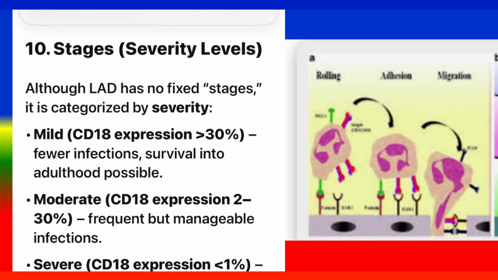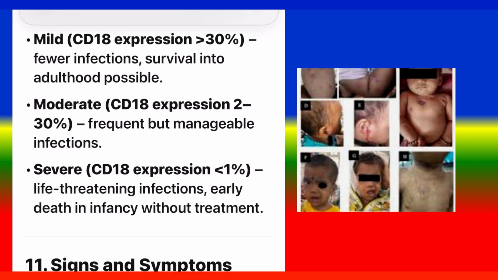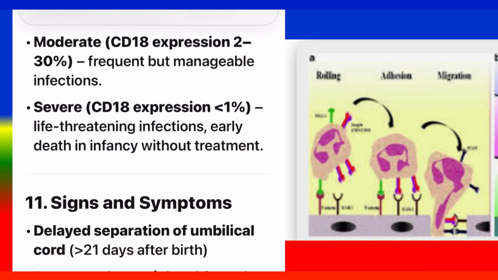Number 10. Stages, severity levels. Although LAD has no fixed stages, it is categorized by severity. Mild, CD18 expression 30%. Fewer infections, survival into adulthood possible. Moderate, CD18 expression 2 to 30%. Frequent but manageable infections. Severe, CD18 expression less than 1%. Life-threatening infections, early death in infancy without treatment.